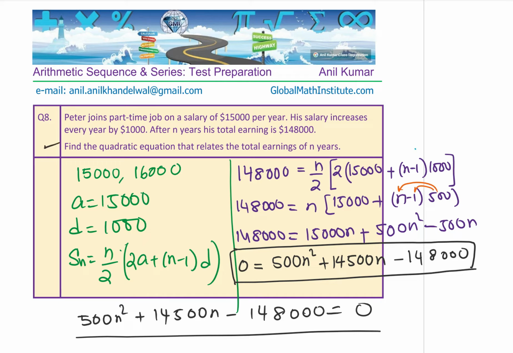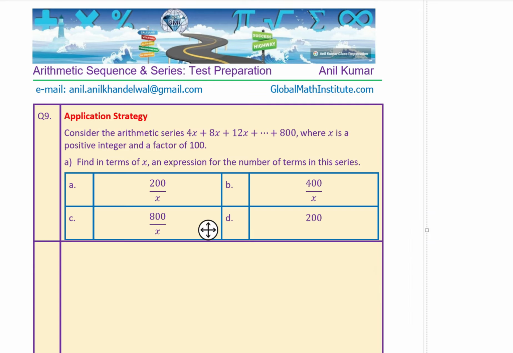So in this question, we have to only find the quadratic equation. Now, as a part, we can extend this. You can say find n. So you can do this, right? So extend. So I hope that makes sense, right? So let's move on and take the next question, which is question number 9.